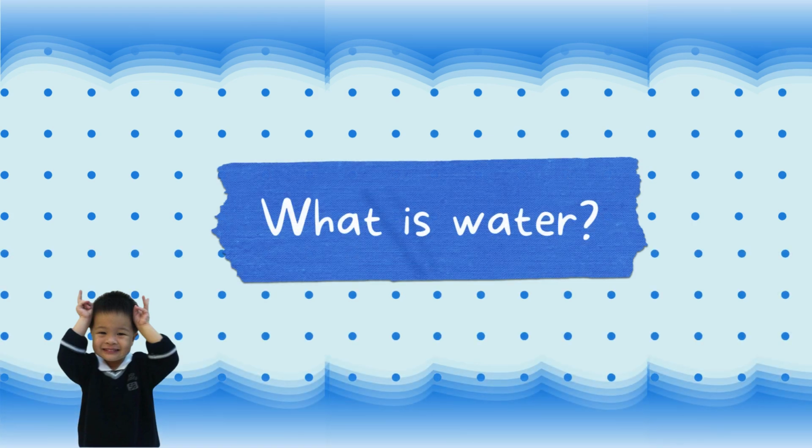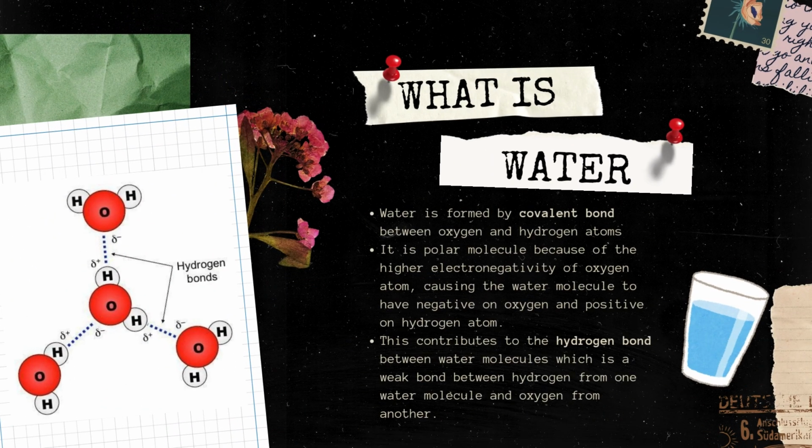Next is, what is water? Water is formed by a covalent bond between oxygen and hydrogen atoms. It is a polar molecule because of the higher electronegativity of the oxygen atom, causing the water molecule to have a negative charge on oxygen and a positive charge on the hydrogen atoms. This contributes to hydrogen bonds between water molecules, which are weak bonds between hydrogen from one water molecule and oxygen from another, as you can see in the pictures.